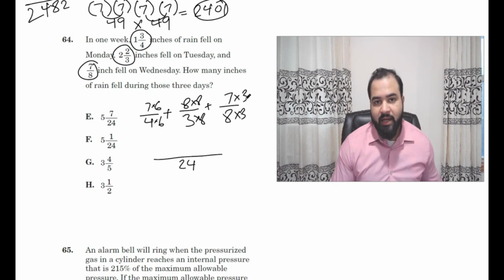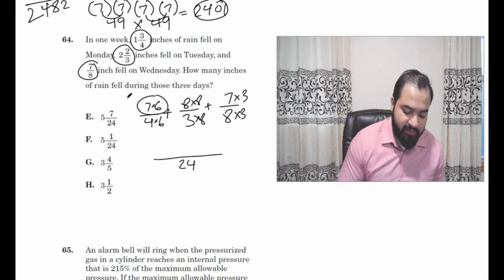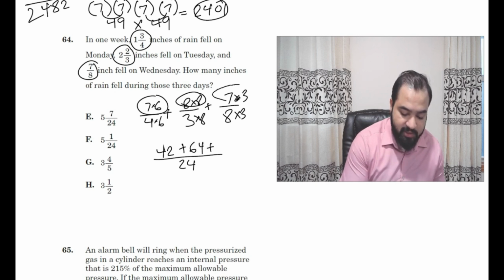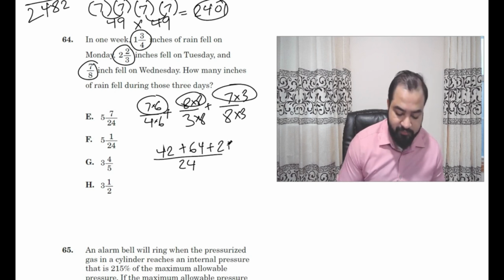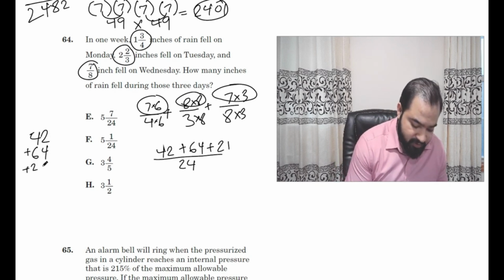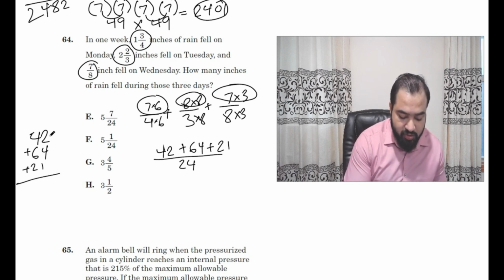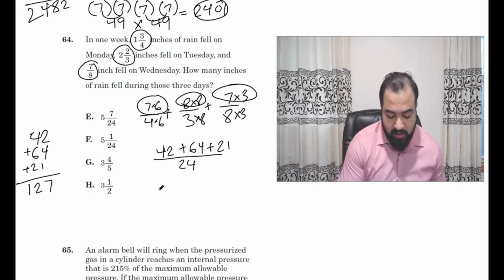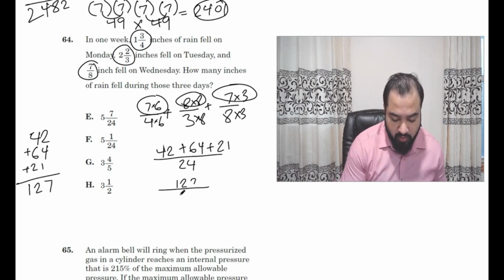So now we can add the numerators. 7 times 6 is 42, plus 8 times 8 is 64, plus 3 times 7 is 21. Now what is 42 plus 64 plus 21? Let's add them all. 4 plus 2 is 6, plus 1 is 7, and this is 12, so 127. So it's 127 over 24.